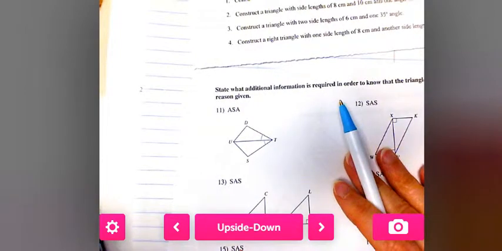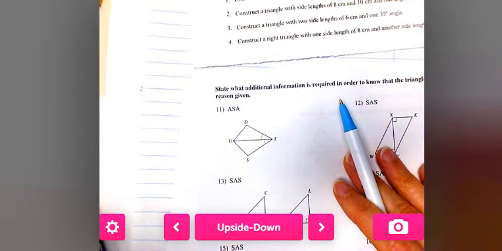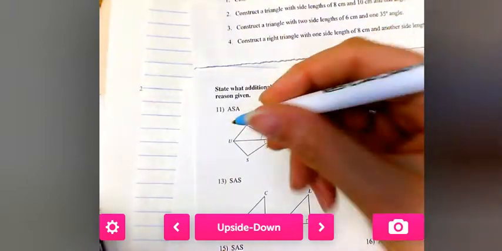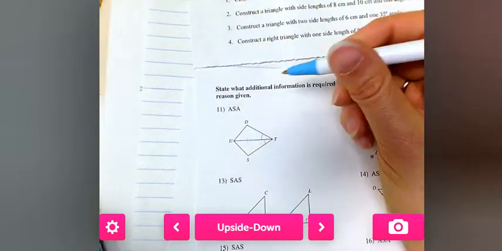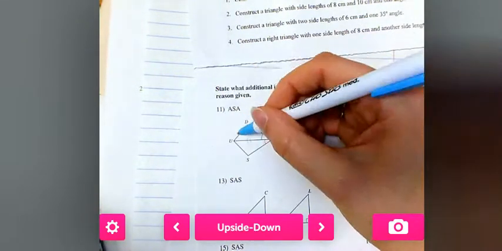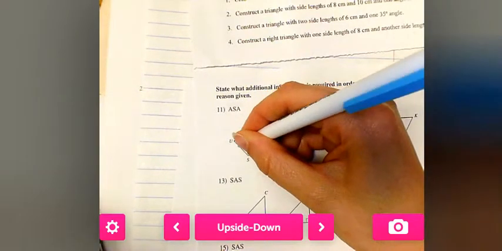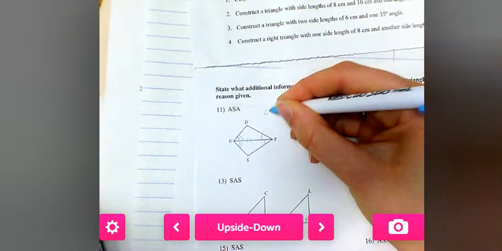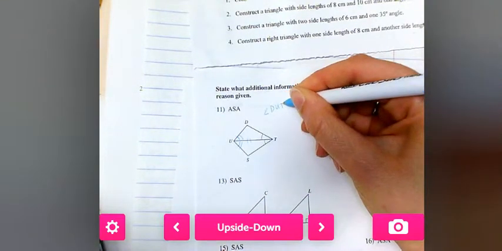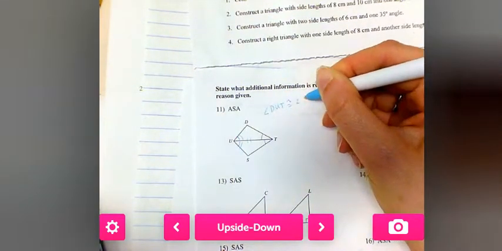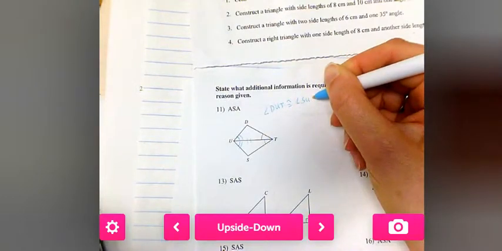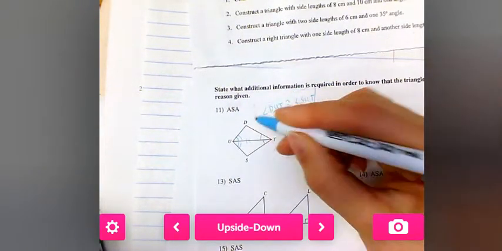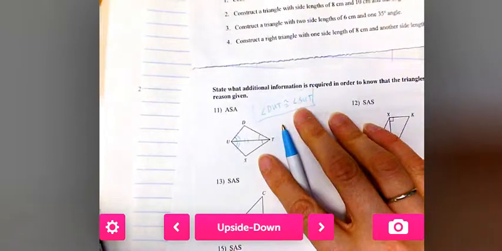All right, turn it over. We're going to state what additional information we need in order to make these triangles congruent. This one is angle, side, angle. Well, I know this side is congruent, so I need the angle right here. I need to make these two angles congruent. So that is angle DUT is congruent to angle SUT. If you do not write it out like this, you will not get full credit.